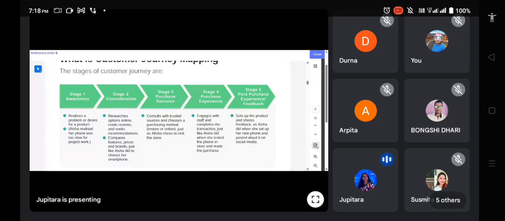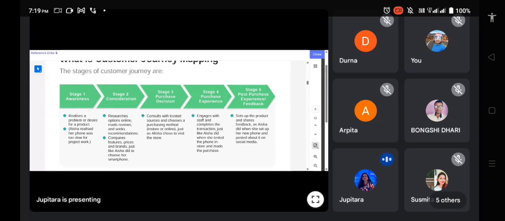I'll just give you an example. Let's say you have bought an AC. You are in your town, in your home. You find that the climate of Assam has changed. It's too hot in the months of June, July, August. So you think that at least you need an AC for your room. That is when you realize, this is the first stage, awareness, where you're aware that due to the increasing heat in Assam, you need an AC. That is realizing a problem or a desire for a product.